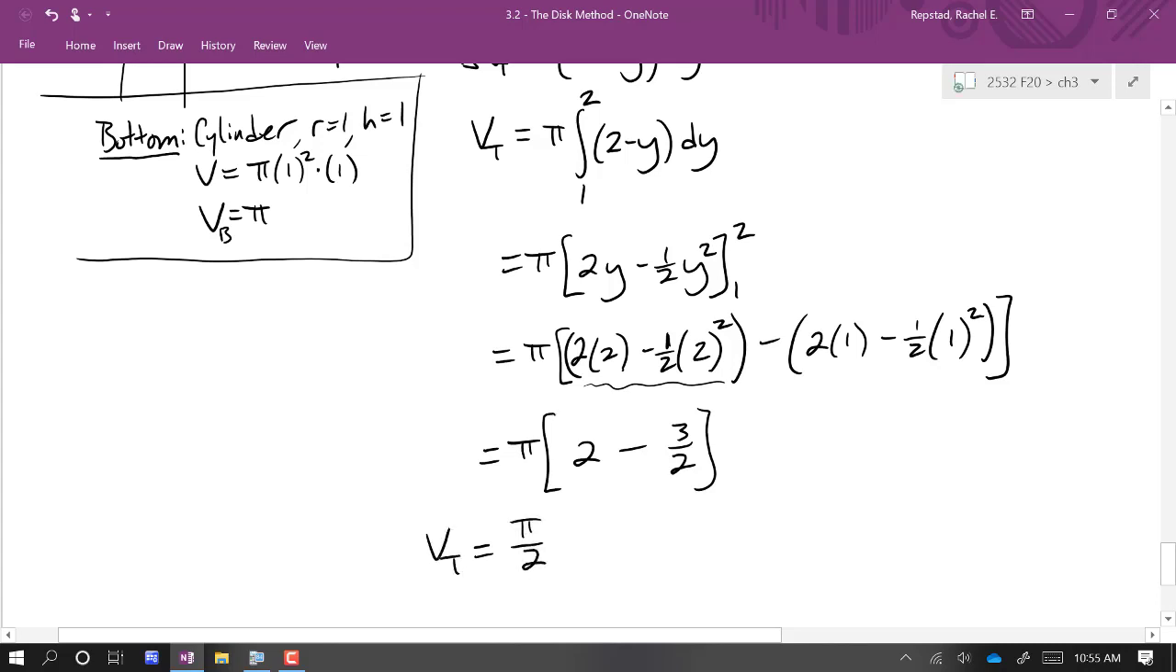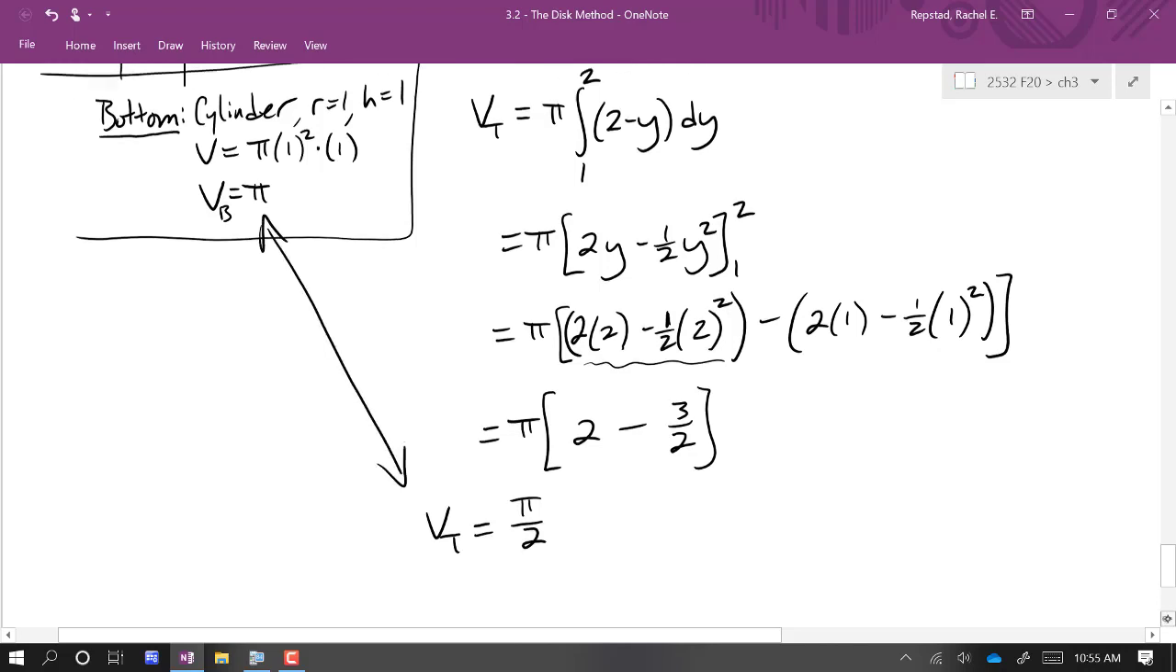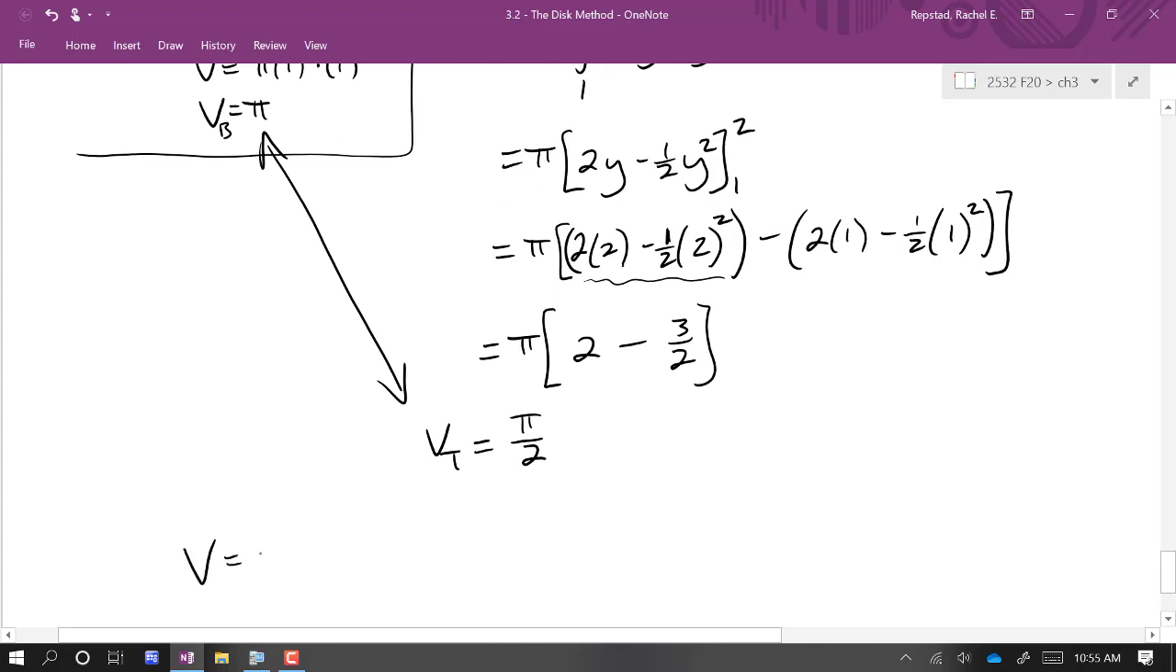The last thing to do for this problem is put these together. We have the bottom and the top. So the total volume is pi plus pi over 2, and that is 3 pi over 2.